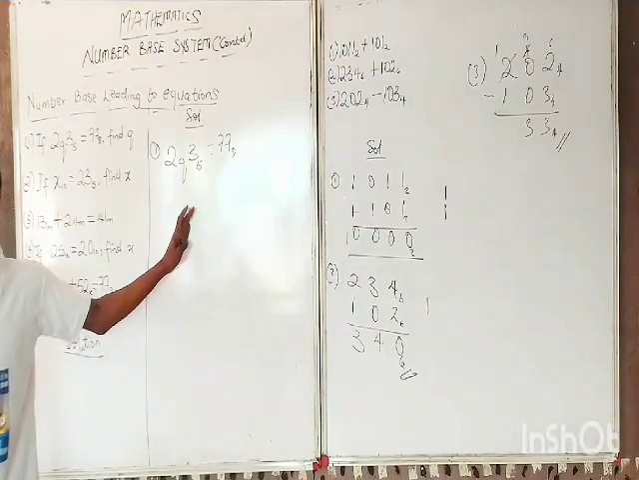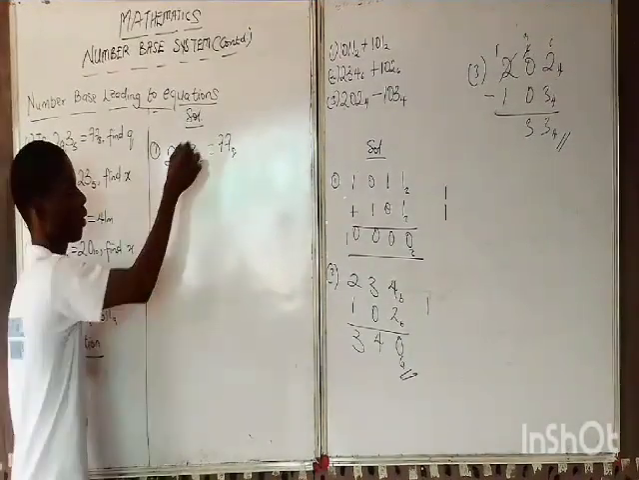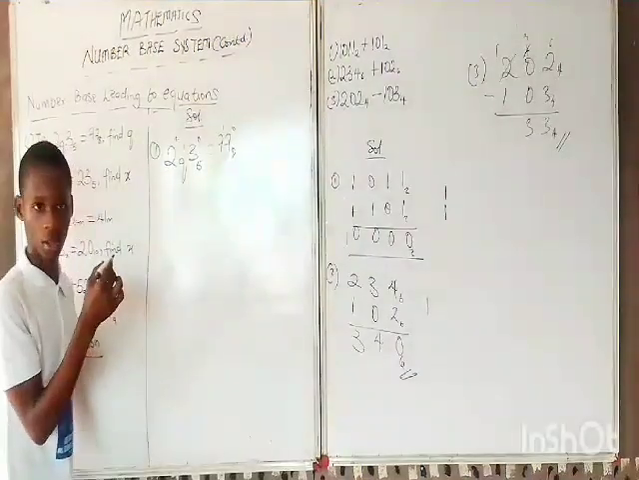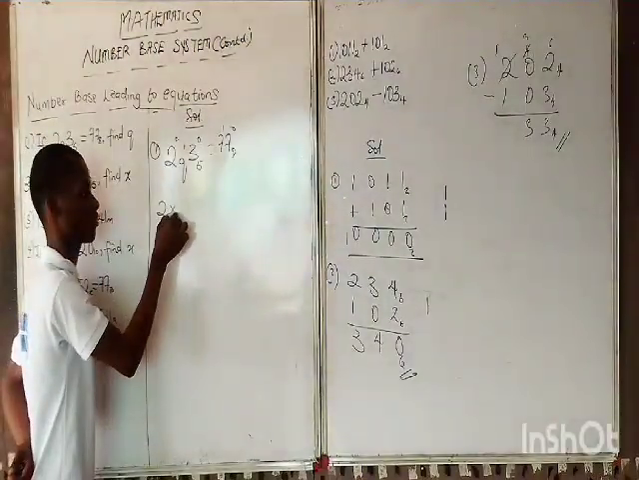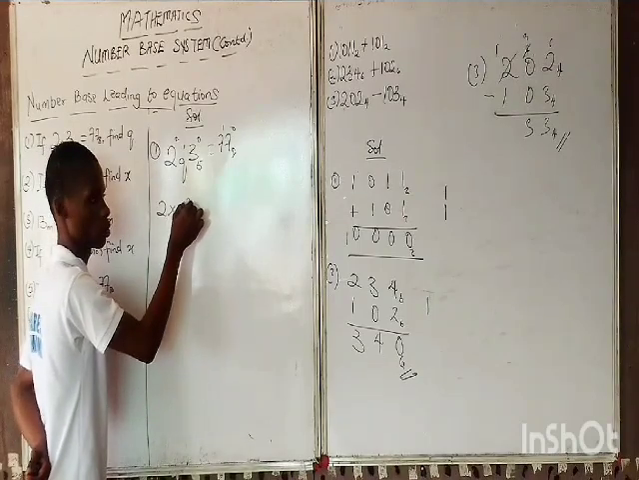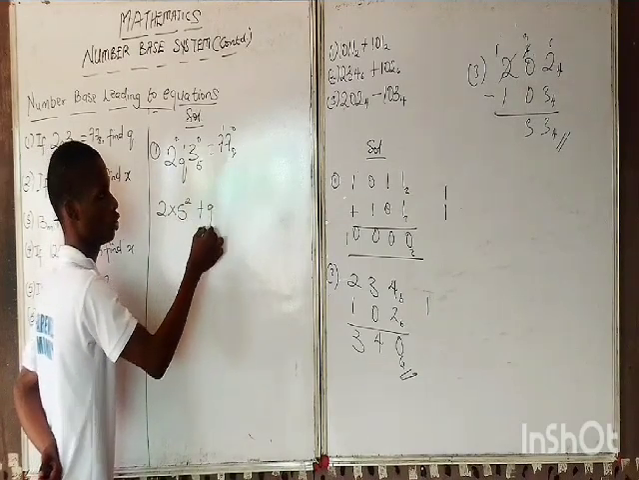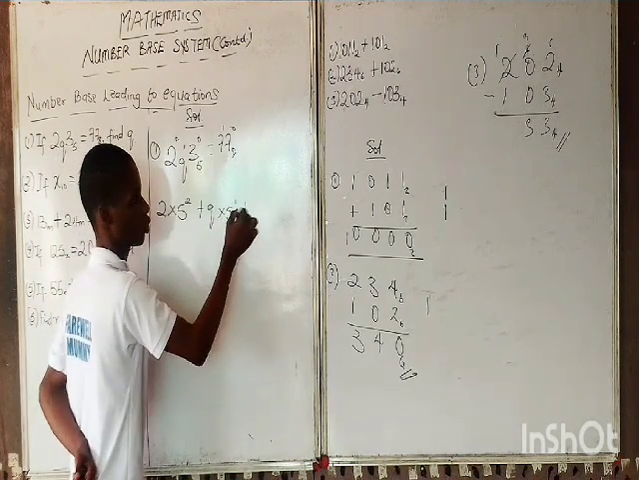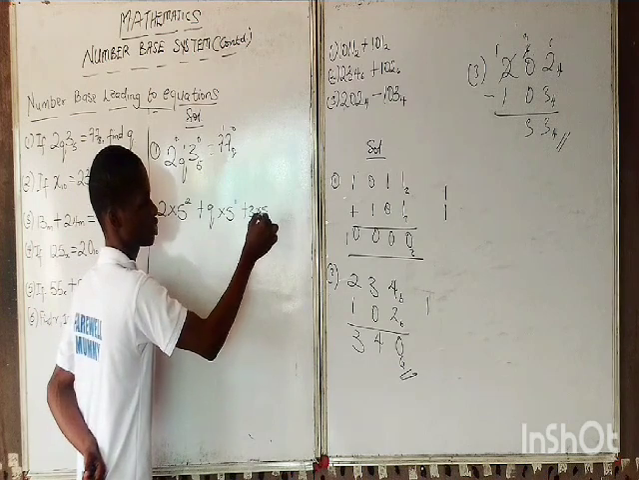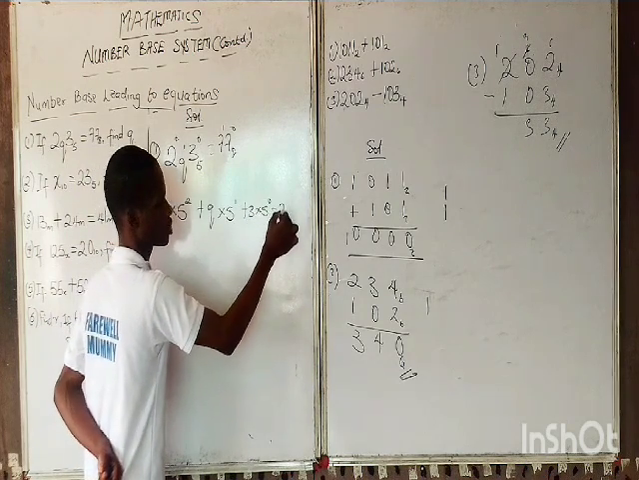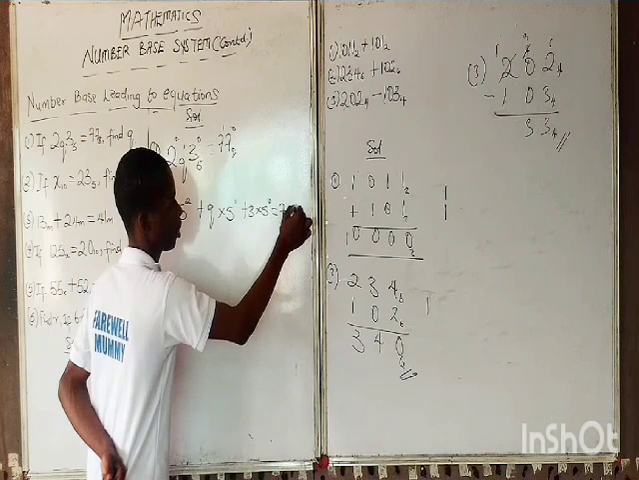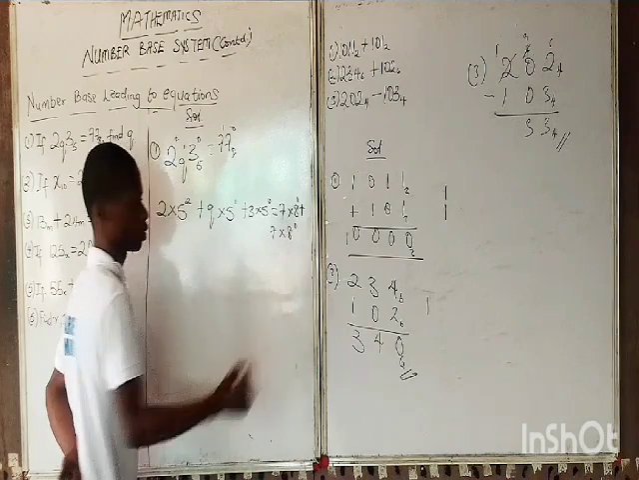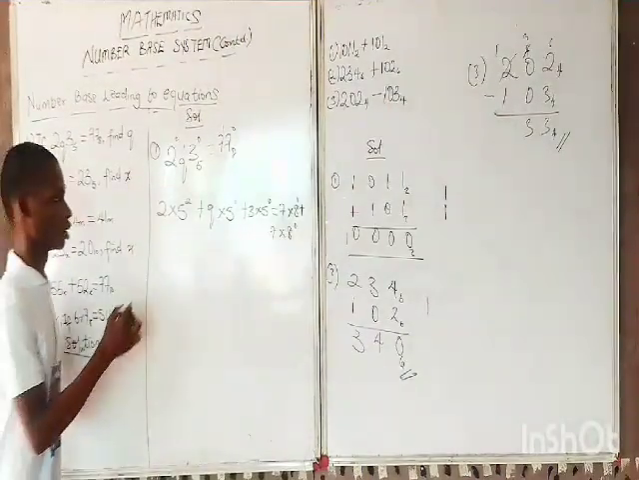Now I want to convert each of them to what? Base 10. So remember we have the positions 0, 1, 2 and 0, 1. Now let's go. 2 times 5 raised to the power of 2, right? Plus q times 5 raised to the power of 1, plus 3 times 5 raised to the power of 0 equals 7 times 8 raised to the power of 1 plus 7 times 8 raised to the power of 0. Are we together? Now let's continue.